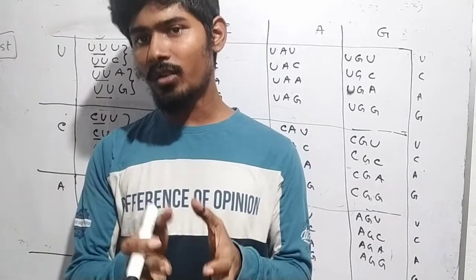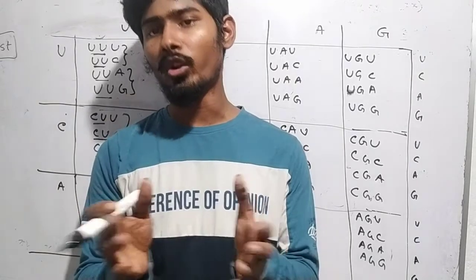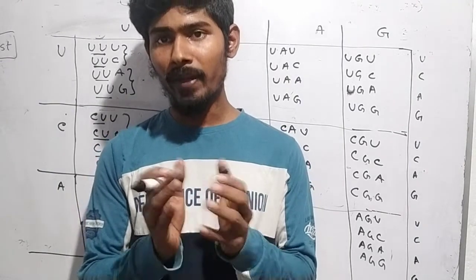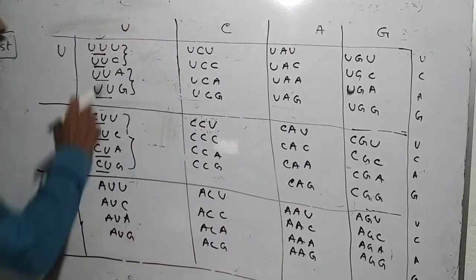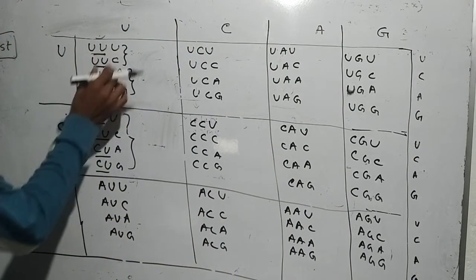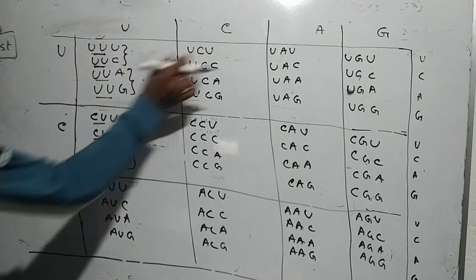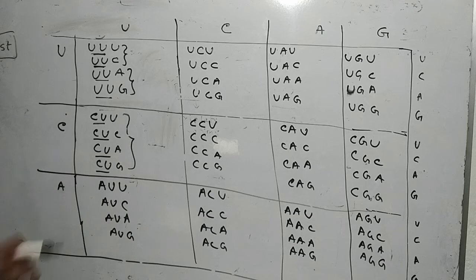Now the genetic code has codons, and the codons are base triplets. Base triplet means they have three bases. So you see that in each of the cases there are three bases, and it is called a triplet or a codon.